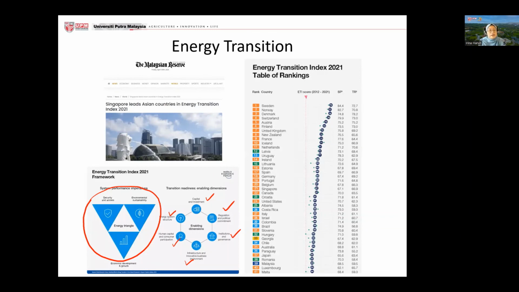So in this, the latest one is, of course, 2022, I think, already published, but this is 2021. Singapore leads Asian countries, and they are at number 21 here. So if you look at all the leaders of the scoreboard, you can look at all these countries. They are very, very good in terms of energy sustainability, right?